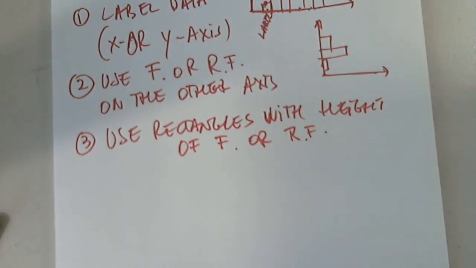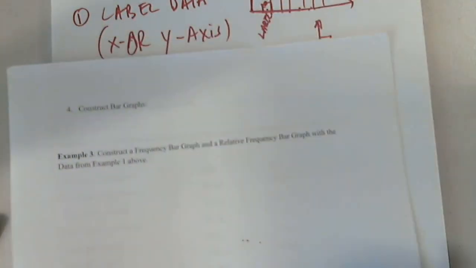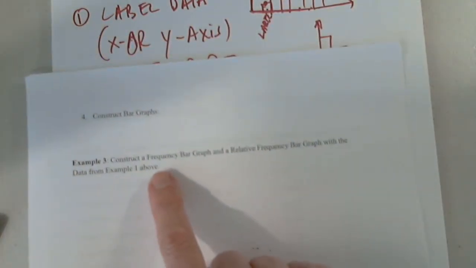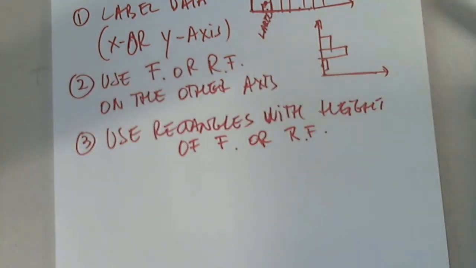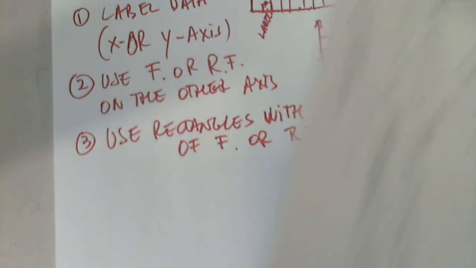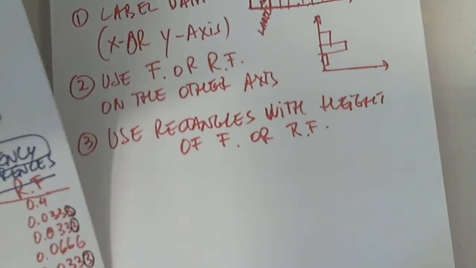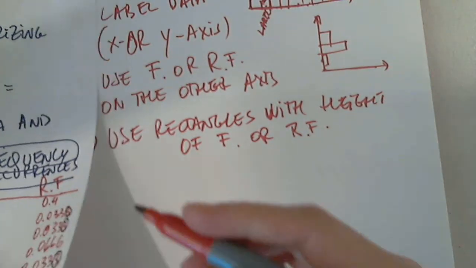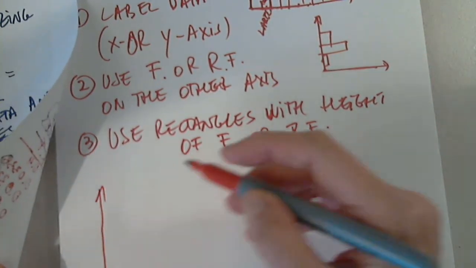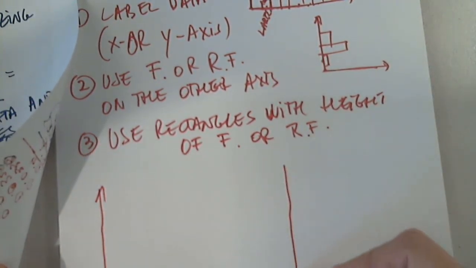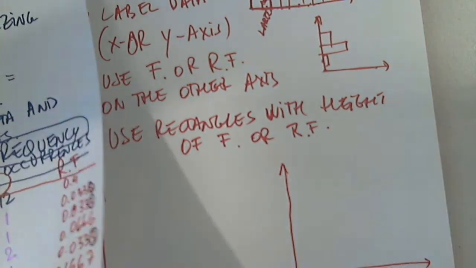Okay, so let's go back. We already have the information. We already constructed the frequency and the relative frequency for the data in our example 1. So now we want to create the bar graph. Ready for that? So I'm going to put them side by side, one with the frequency and the other one with the relative frequency.